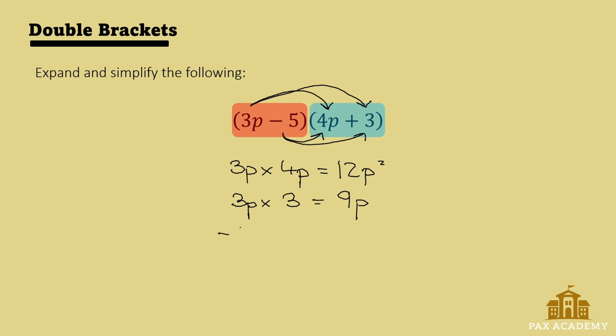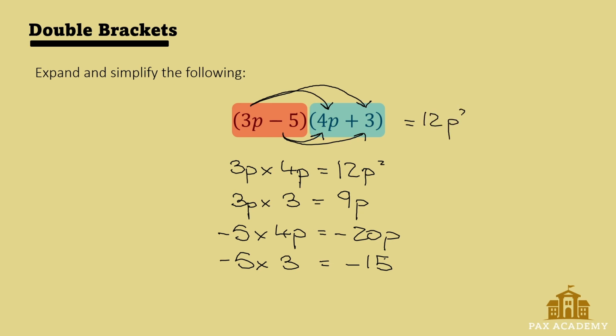Minus 5 times 4p. Minus 5 times 4 is minus 20, and then p. And finally, minus 5 times plus 3. So minus 5 times 3 is equal to minus 15. Okay, then we write this out. So we have 12p squared plus 9p minus 20p minus 15.